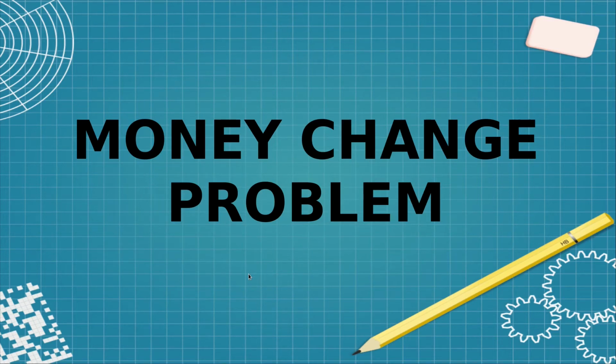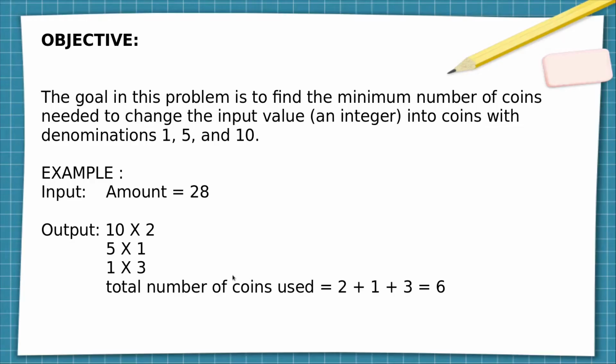In this video we are going to look at the money change problem and write its program using C language. The goal in this problem is to find the minimum number of coins needed to change the input value into coins with denominations 1, 5 and 10. In simple language, we have to find out how to pay a certain amount with coins of denominations 1, 5 and 10 such that the number of coins used is minimum.